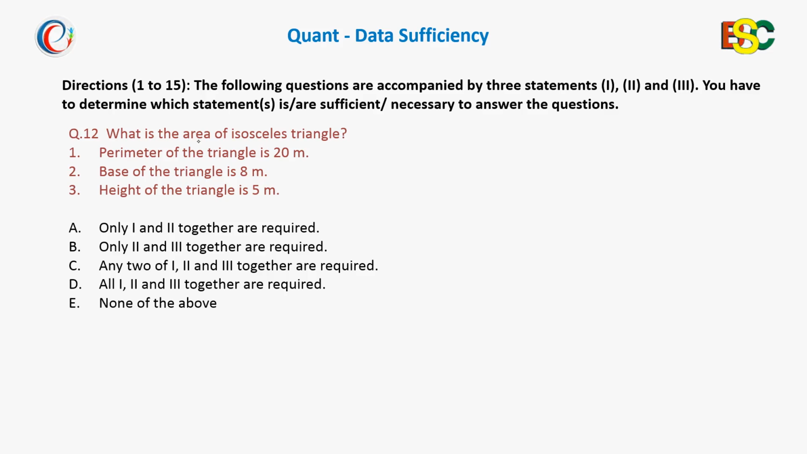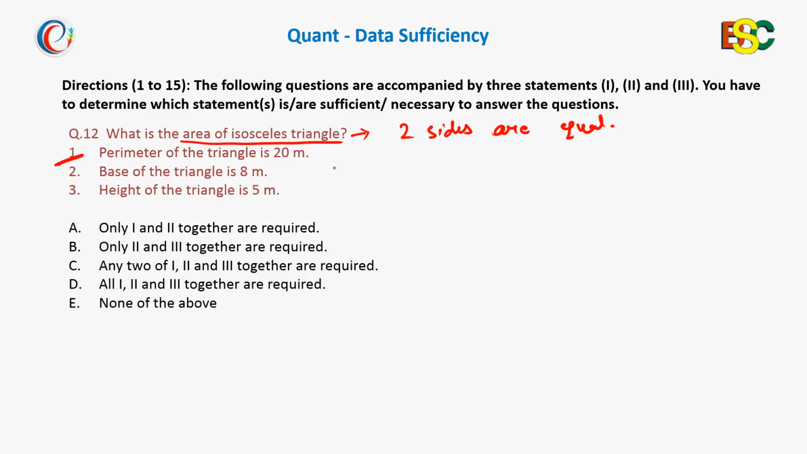The question says, what is the area of the isosceles triangle? Now you must know the property of an isosceles triangle, that two sides are equal in an isosceles triangle. Coming to statement 1, it is: the perimeter of the triangle is 20 meter.